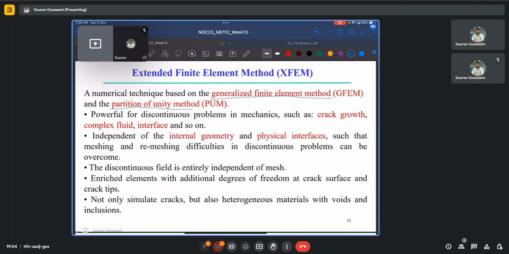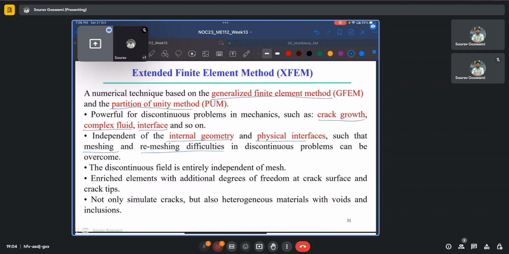The XFEM method is especially powerful for discontinuous problems in mechanics, such as crack growth and propagation, complex fluids, interfaces, and so on. And the method is actually independent of the internal geometry and the physical interfaces. The meshing and remeshing difficulties of discontinuous problems are overcome. So we're discussing how, for interface tracking methods, the mesh has to be constantly updated and the elements have to be remeshed in order to track the interface. However, in the XFEM method, this difficulty of remeshing and the computational time and cost is overcome.